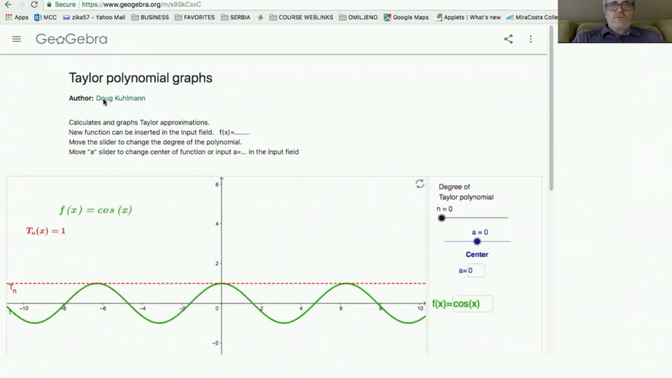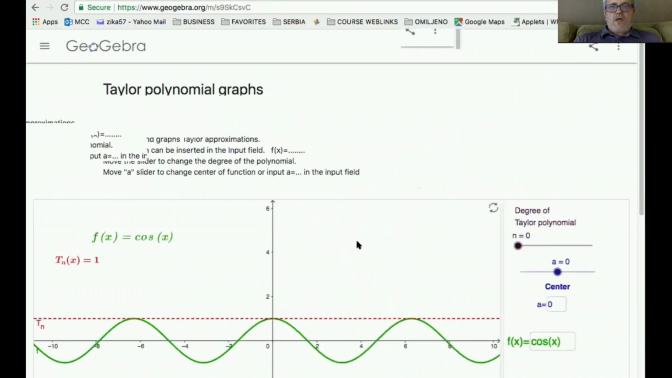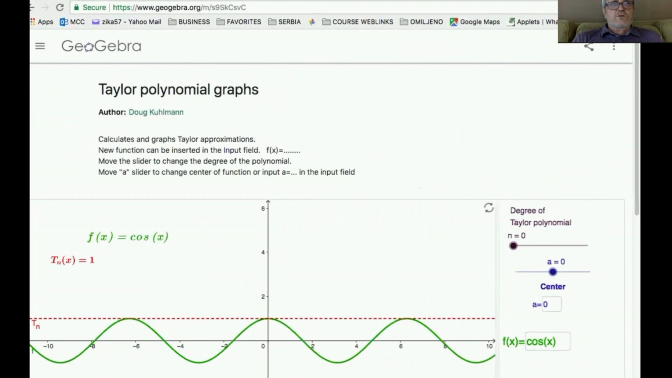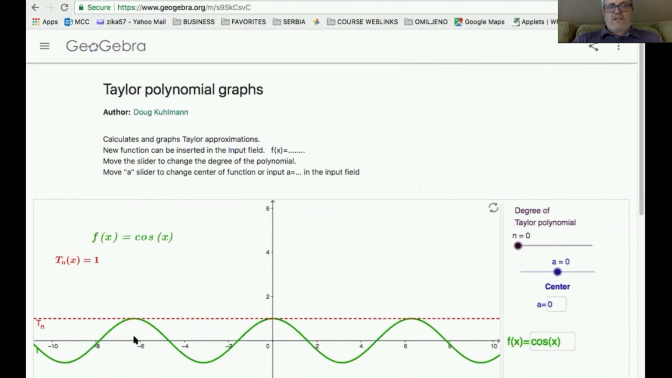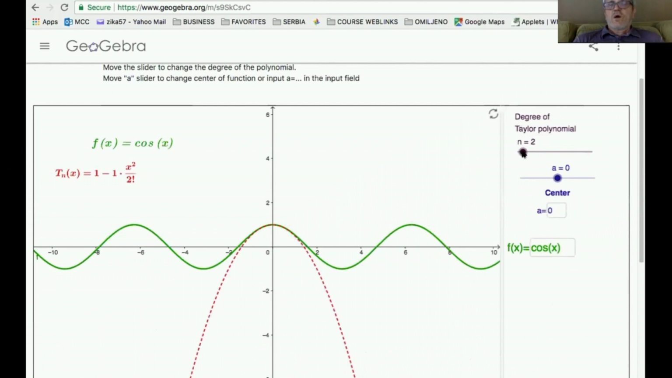So here is what we can do. Here's a function f of x equals cosine x, and then we also have a green graph, and then we have a dotted red line, which represents a straight line. Why? Because that's a polynomial of degree 0. So if you want just a constant polynomial, the best approximation around x equals 0 would be just a horizontal straight line. Then n equals 1, nothing changed, but then n equals 2, we get the parabola.